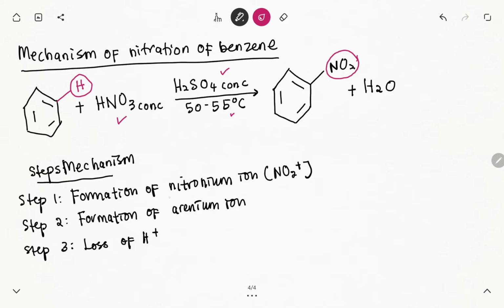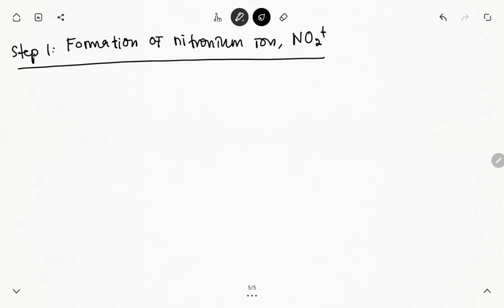The first step is the formation of the nitronium ion, which is our electrophile species. We are targeting the formation of the nitronium ion. Then the second step is similar to before, the formation of the arenium ion. And finally, the formation of the final product by loss of a proton. So, the first step mechanism involves the formation of the nitronium ion.